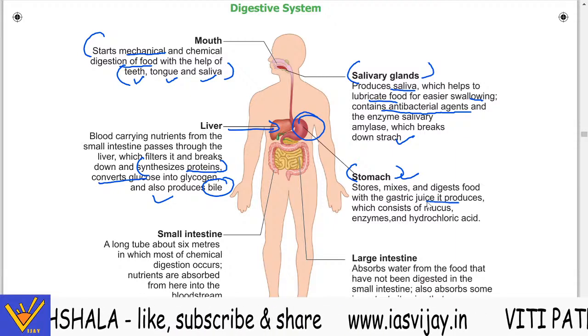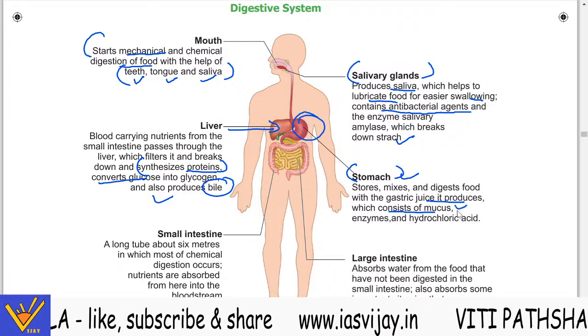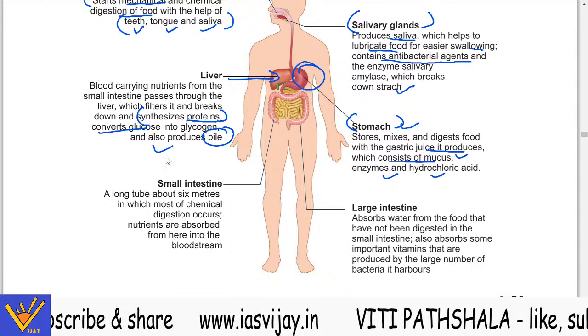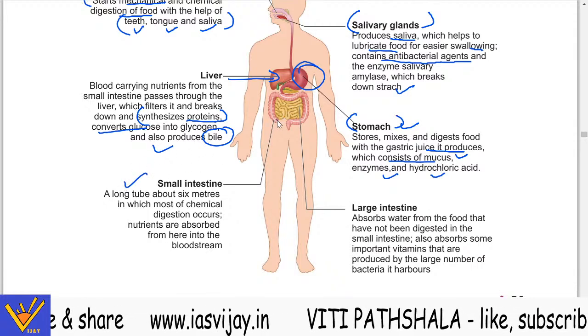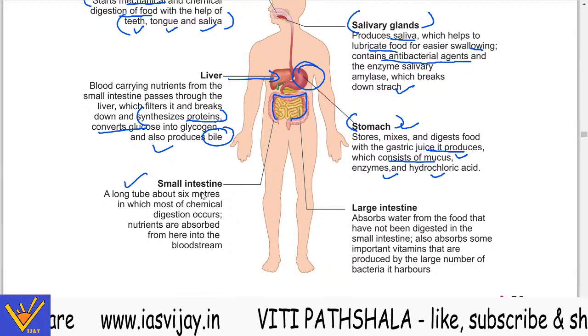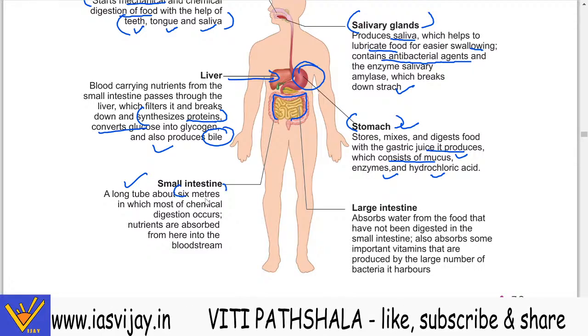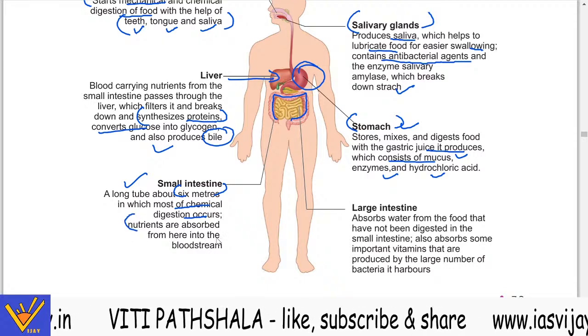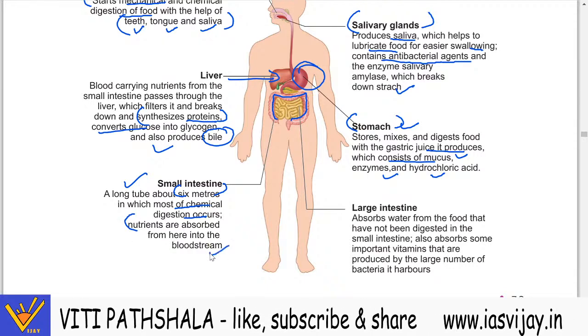Now the gastric juice it produces consists of the mucus, enzymes and the hydrochloric acid. Now the small intestine, a long tube. What is the small intestine? This one is the long tube which is 6 meter, in which most of the chemical digestion occurs. Nutrients are absorbed from here into the bloodstream.